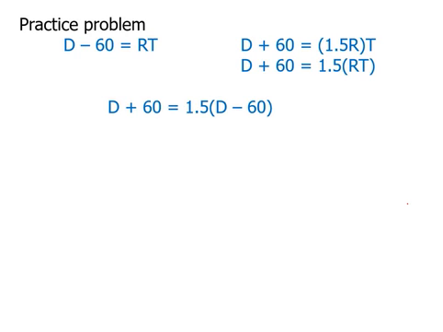So I plug that in. I replace r t by d minus 60. That's the substitution from the first equation. So I get d plus 60 equals 1.5 times the quantity d minus 60.